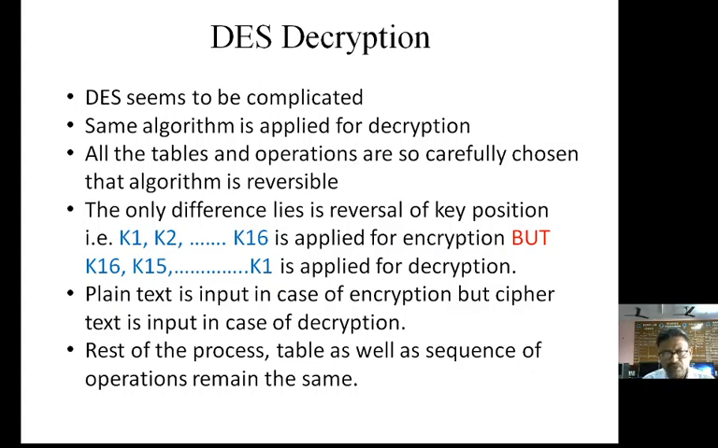In round number 1, what happens? We generate a subkey of 48-bit from the 56-bit key by using a certain process. And then we expand the RPT from 32-bit to 48-bit.